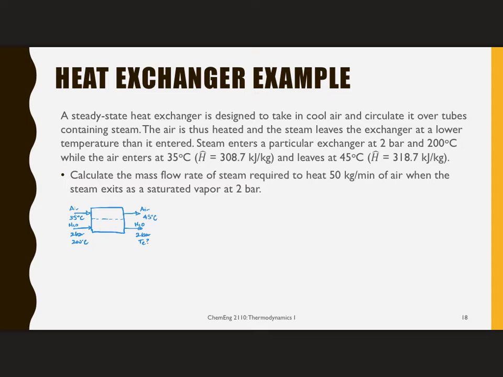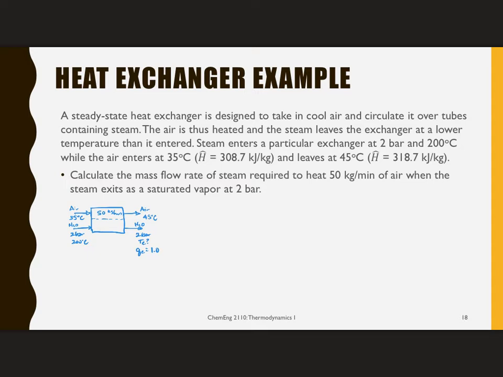Okay. We have the enthalpies of the air going in and out, and we know that there are 50 kilograms per minute of air. And we know that this is a saturated vapor. Okay, so the quality at the exit is going to be 1 if it's a saturated vapor.